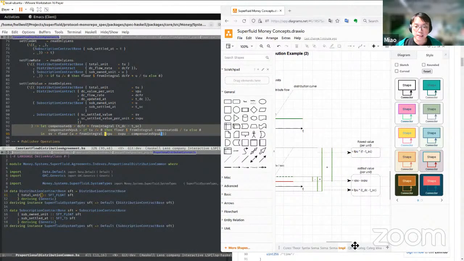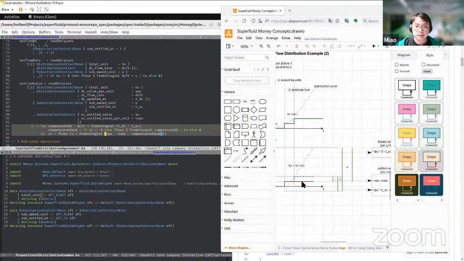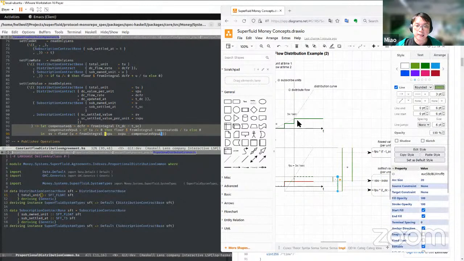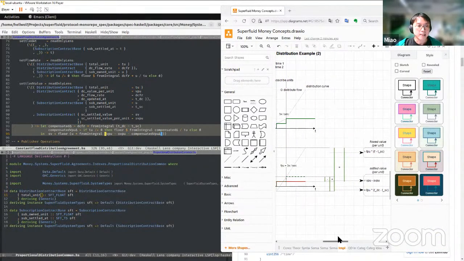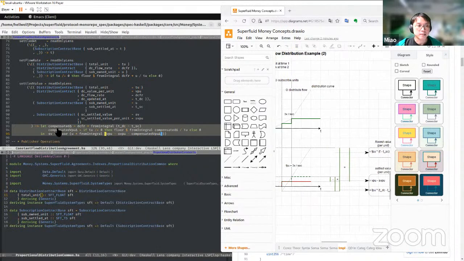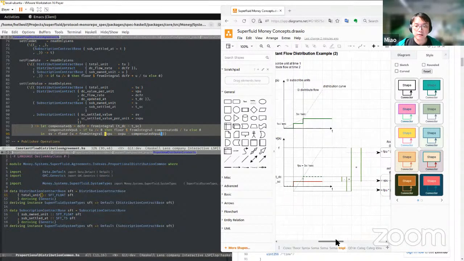One is the compensation delta. I think it's this one, because we need to take into account things that happened before this event 2, because the subscriber may not do anything before the event 2, right? So it has some compensation delta, and compensation delta divided by total units becomes per unit instead of total, and then do a settlement. So SV is a settled value.